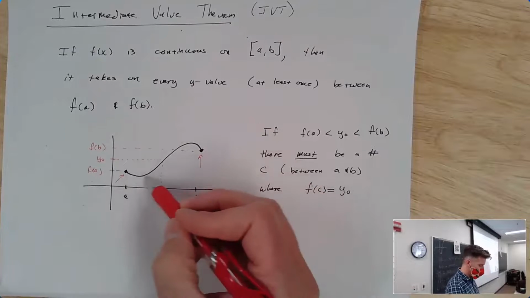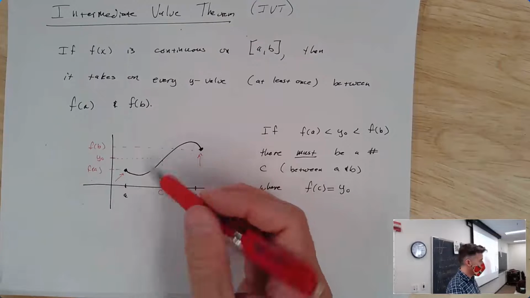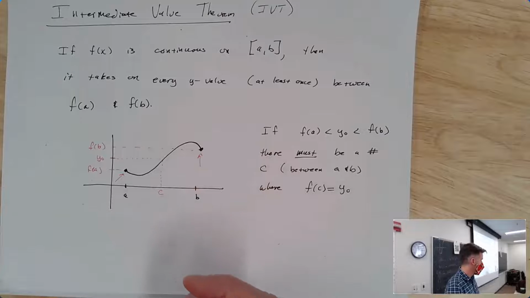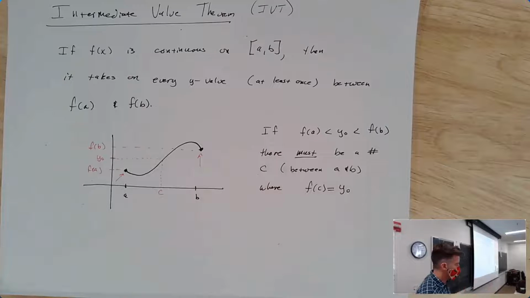I might also hit other ones down there and up there, but I know for sure I have to get every value between f of a and f of b. There's no other way the function can be continuous. So the result of this is that we can use this theorem to show that equations have solutions. That is the main use that we make of the intermediate value theorem.